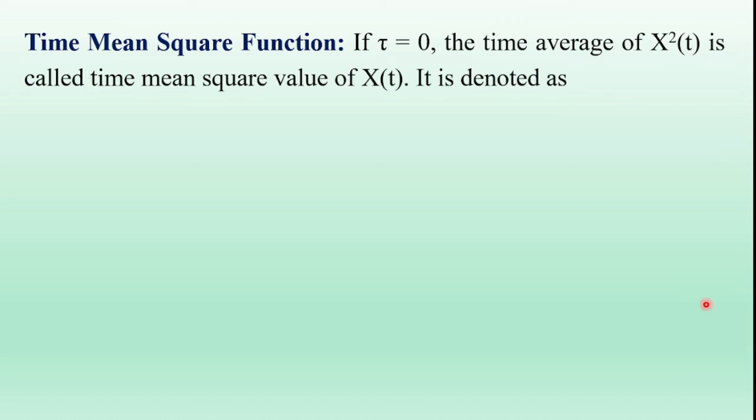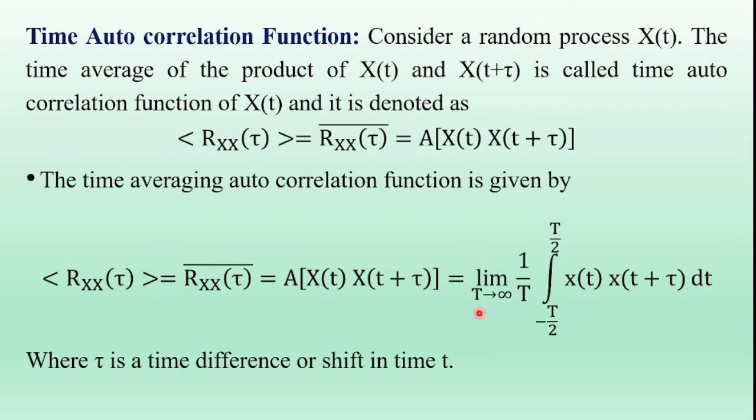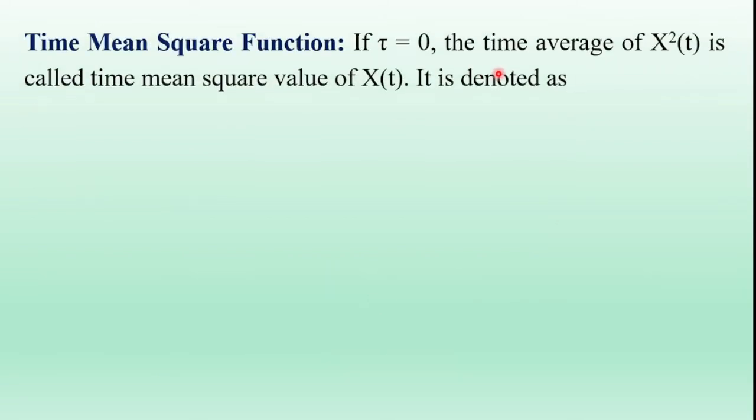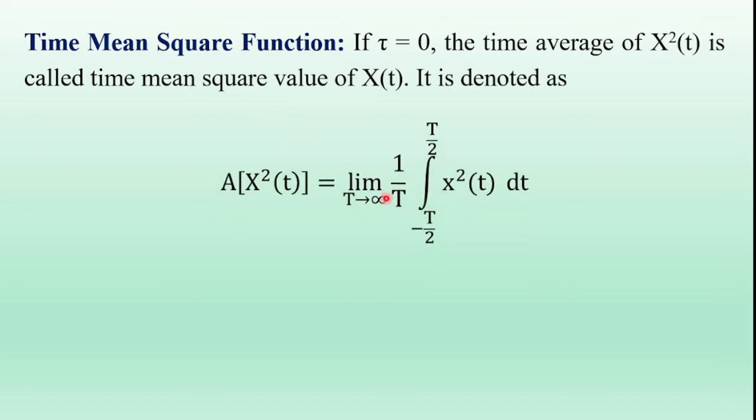Next one is the time mean square function. In the above expression, that is the time autocorrelation function, tau is substituted by 0. Substituting tau equal to 0, x(t) into x(t) gives x square of t. The time average of x square of t is called the mean square value of the random process X(t), and it is denoted as A[x square(t)], which is equal to limit T tends to infinity (1/T) integral from -T/2 to +T/2 of x square(t) dt. So this is the mathematical definition of the time mean square value of the random process X(t).